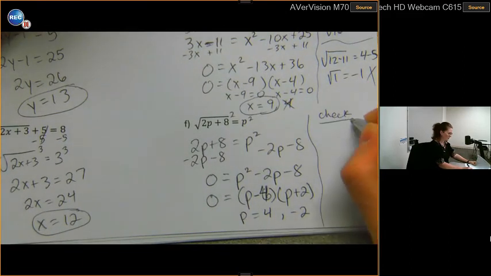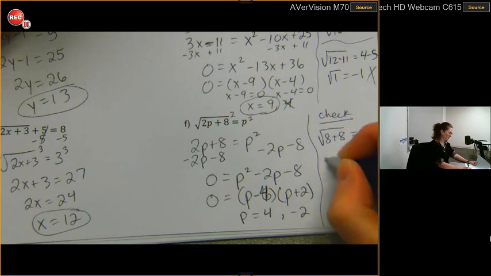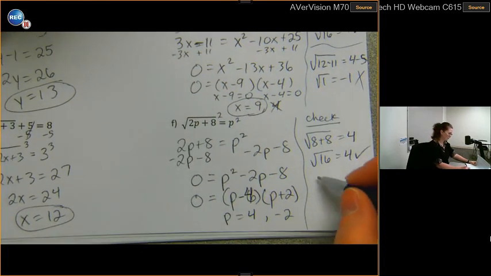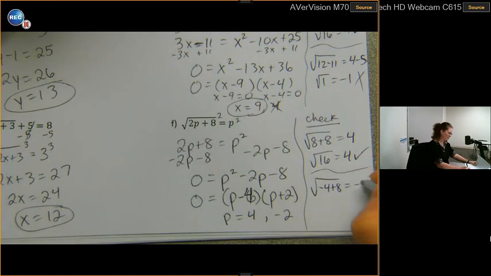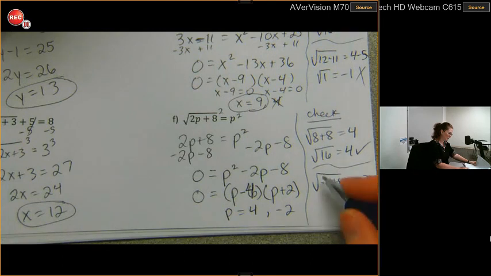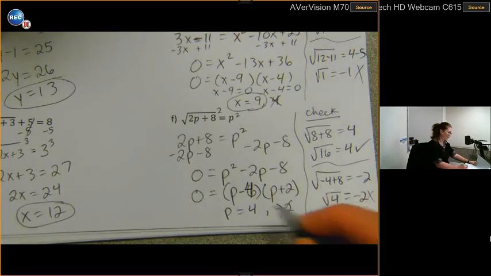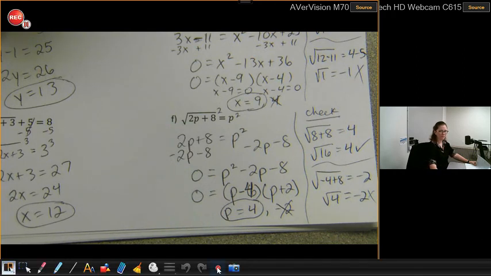Checking. I'm going to check the positive 4. So 2 times 4, that's 8. So it's the square root of 16 equals 4, which is correct. And then checking the negative 2. It's negative 4 plus 8. And so then what do we have here? That's square root of 4 equals negative 2. That is not correct. So our answer is just positive 4. And we will work more on this section in the next video.